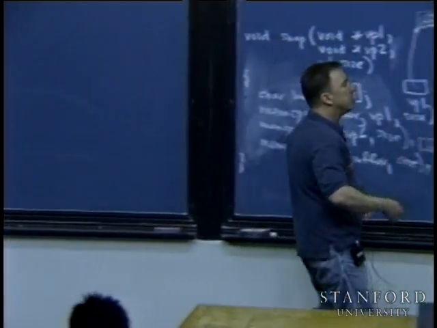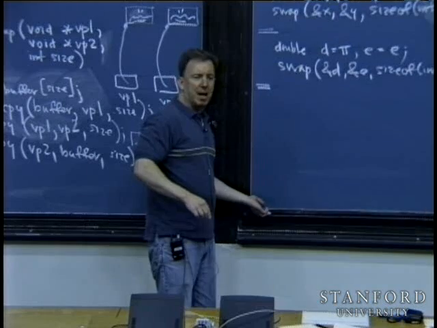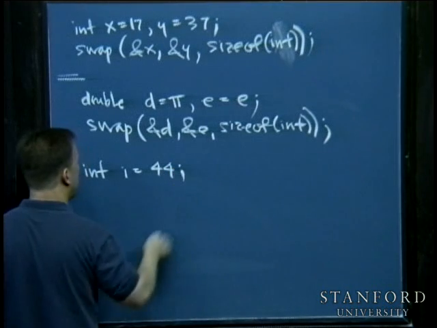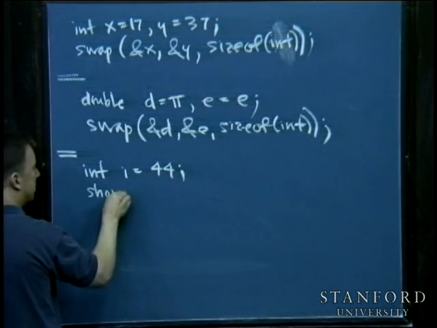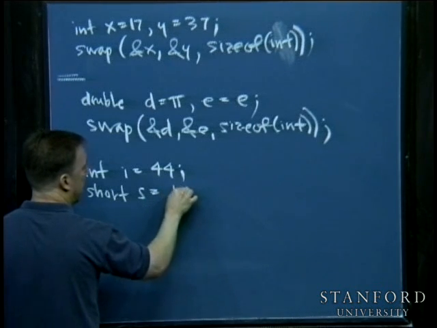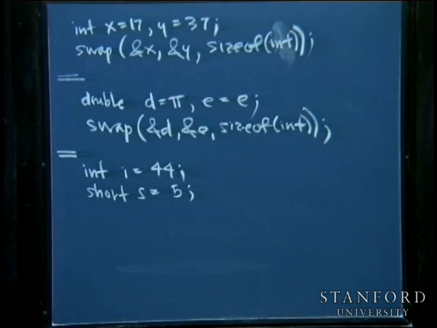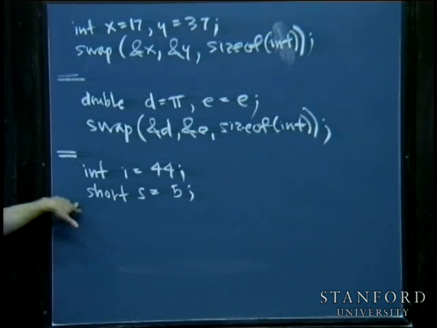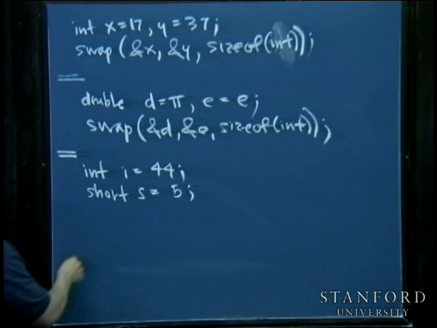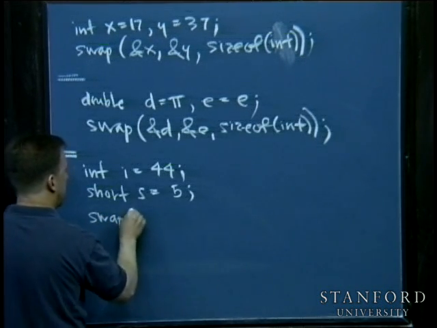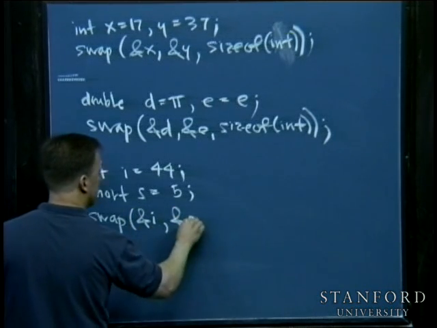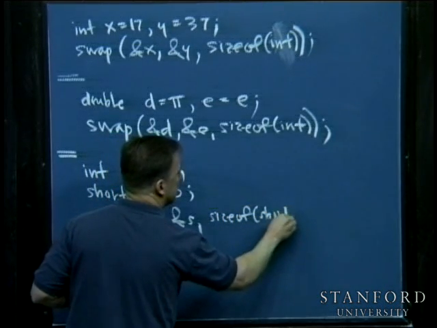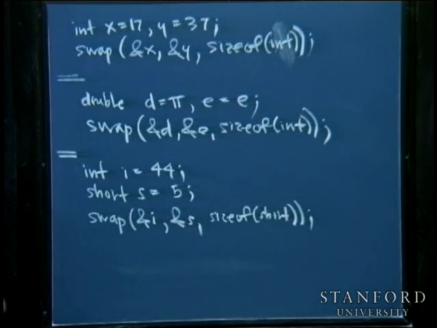You wouldn't make this call, but just pretend you did. Suppose I do an int right here, i is equal to 44, and I do this, short s is equal to 5. And logically, for various reasons I need them to be different sizes, but now I need the 5 and the 44 to logically exchange positions. And you do this, and you just pass in the smaller of the two sizes.